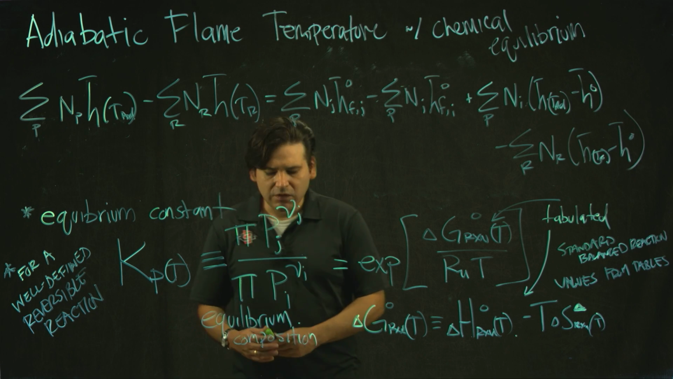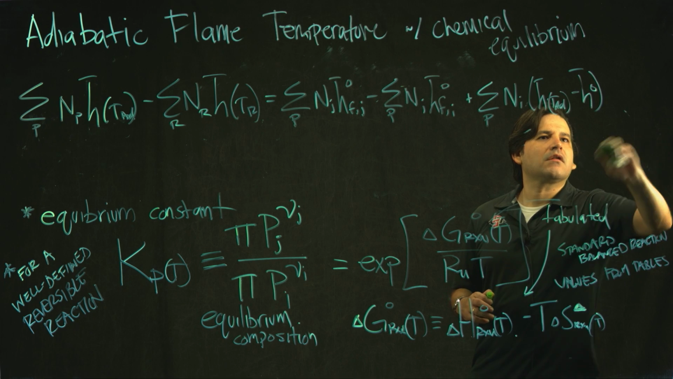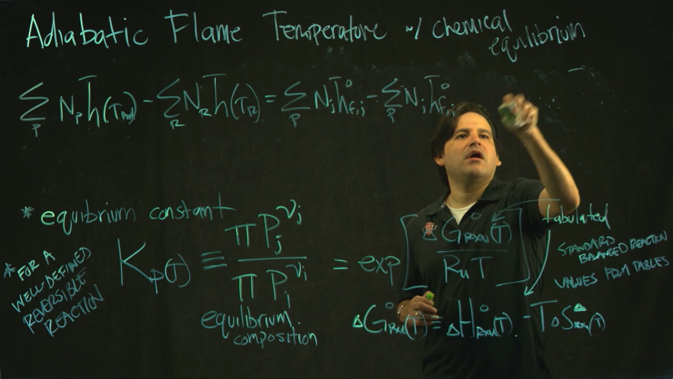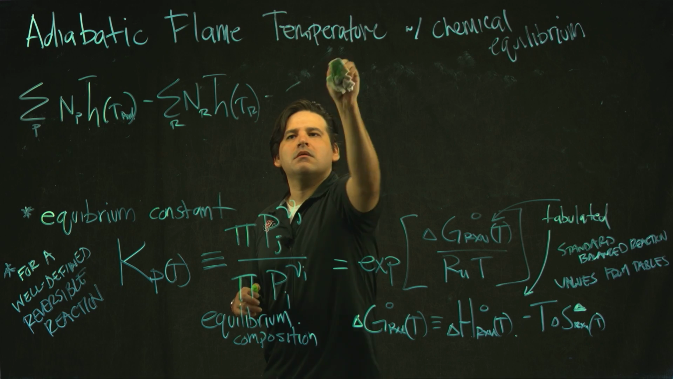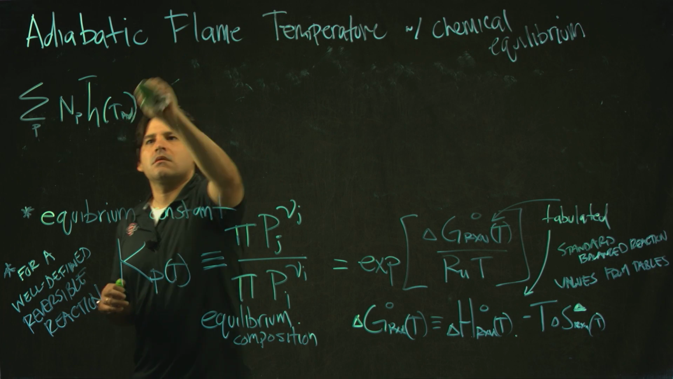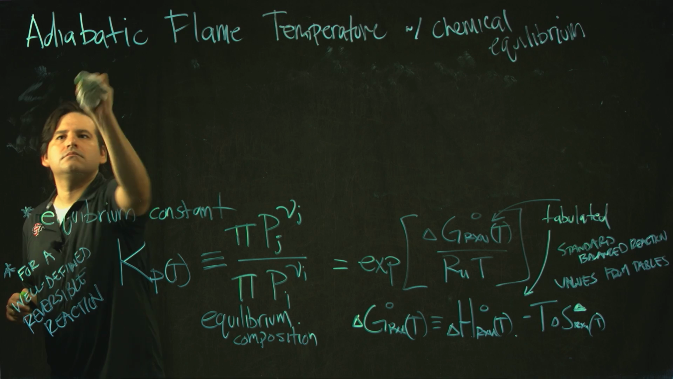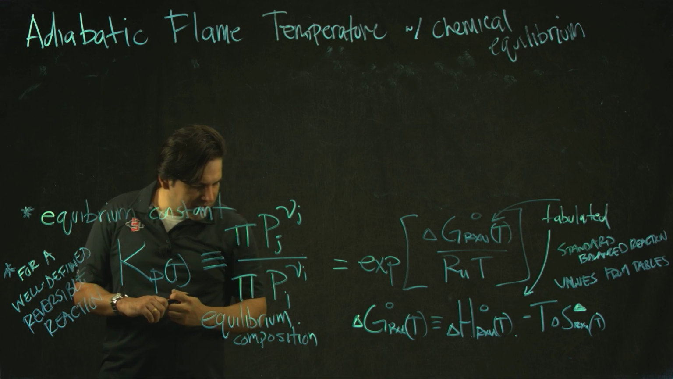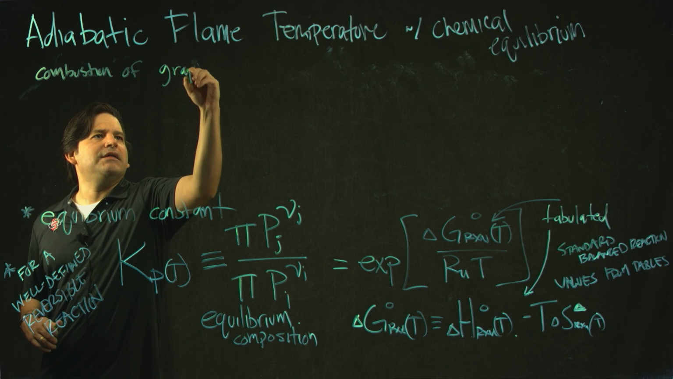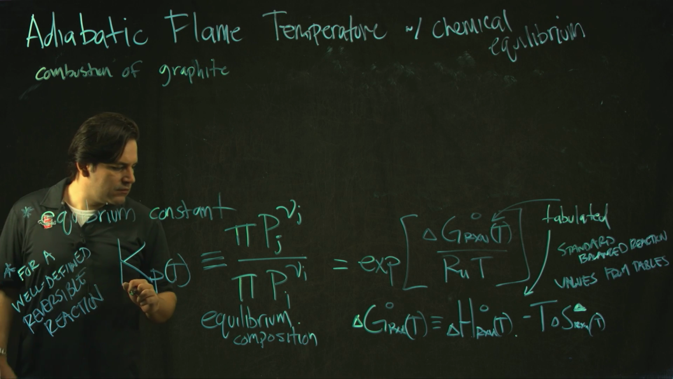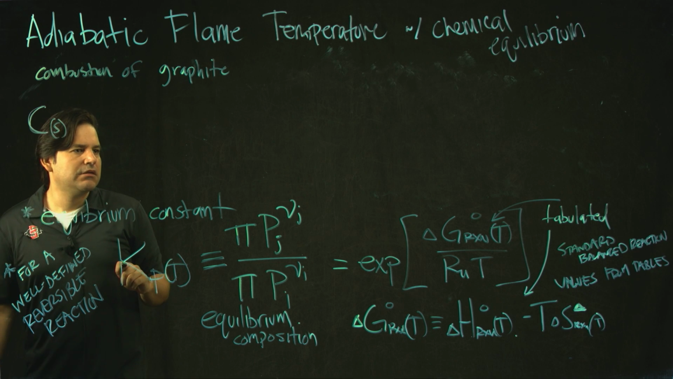So let's apply this. I wrote this first law down. Let me erase this first law. So I'll give a quick, very simple example of how all of these equations can be applied. Let's consider a very simple case, the combustion of graphite, which is carbon. You could think about it as coal, some solid carbon chunk that can burn.